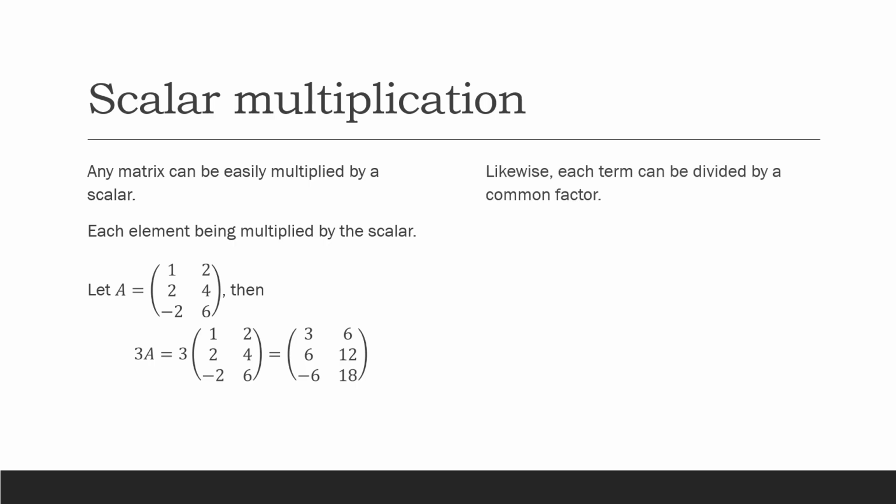Now we can kind of go backwards and divide by a common factor. So the matrix I've got on the left, 15, 25, 75, and so on, is the same as 5 times the matrix 3, 5, 15, etc., etc.